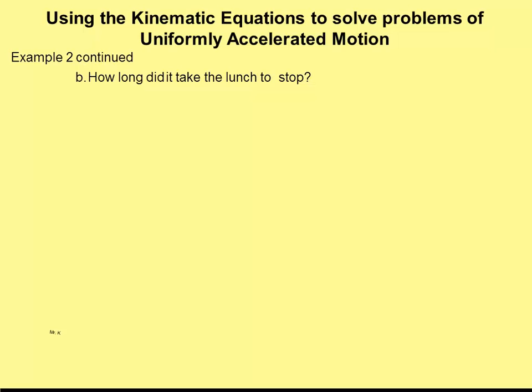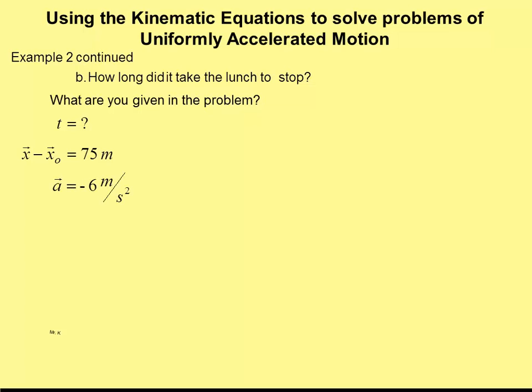Now, part B. How long did it take the lunch to stop? So, what are we trying to find? We're trying to find the time. What are we given in the problem? Well, we're given all the things we had before. The displacement is 75 meters. The acceleration is negative 6 meters per second squared. The final velocity is 0 meters per second. And the initial velocity is 30 meters per second.